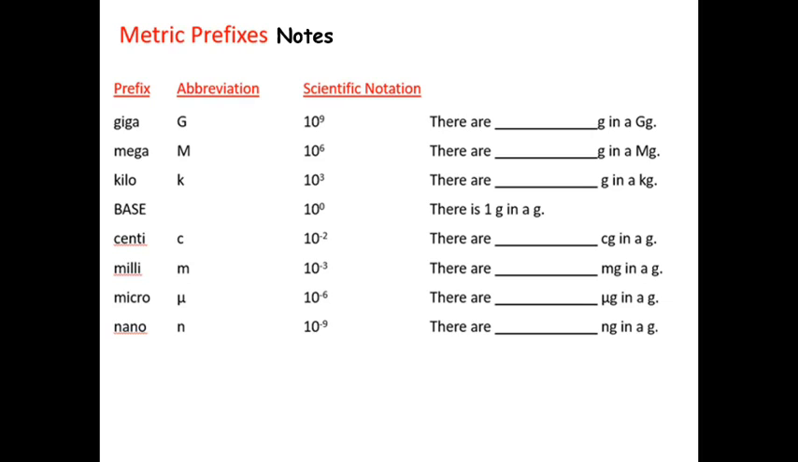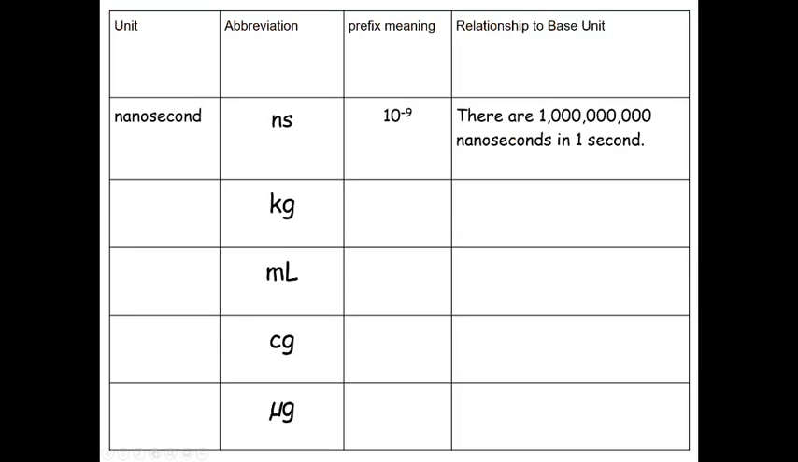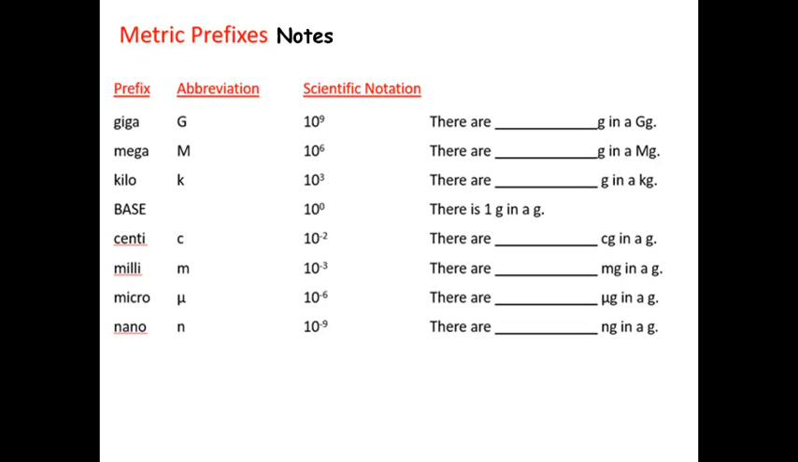All right, what's a 1 with 9 zeros after it? What number is that? 1 billion. That's a billion. You got it. So it turns out giga means a billion. So there are 1 billion grams in a gigagram.